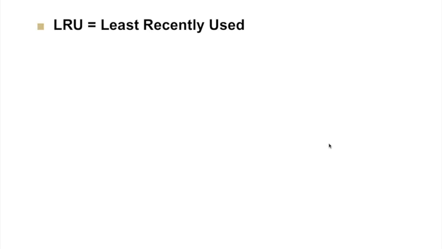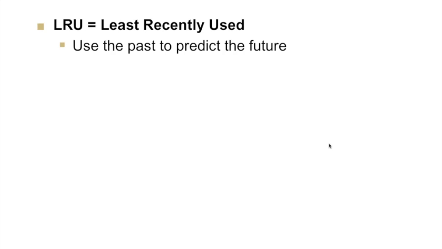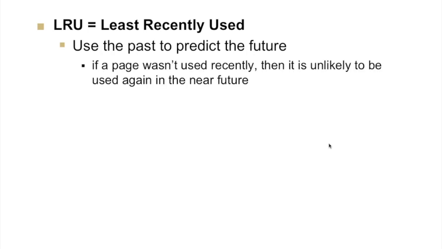So we're going to use something called LRU. If we look at how LRU runs, it actually looks at the past to predict what's going to happen in the future. So instead of trying to say what is going to happen in the future, let's look and see how often things were used in the past. And if it wasn't accessed recently, then it's likely it's not going to be accessed in the future.